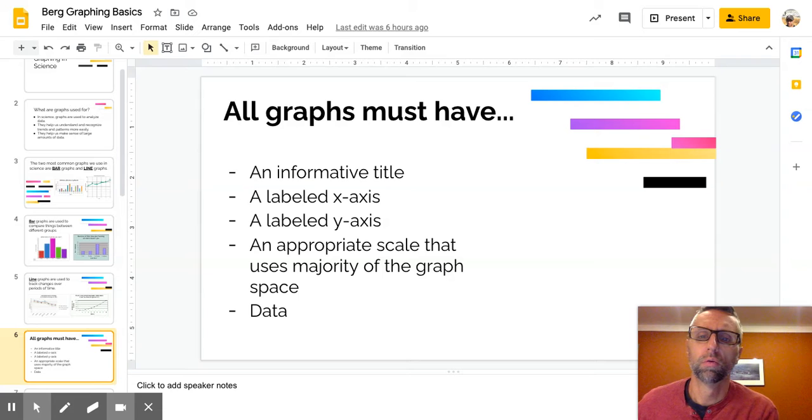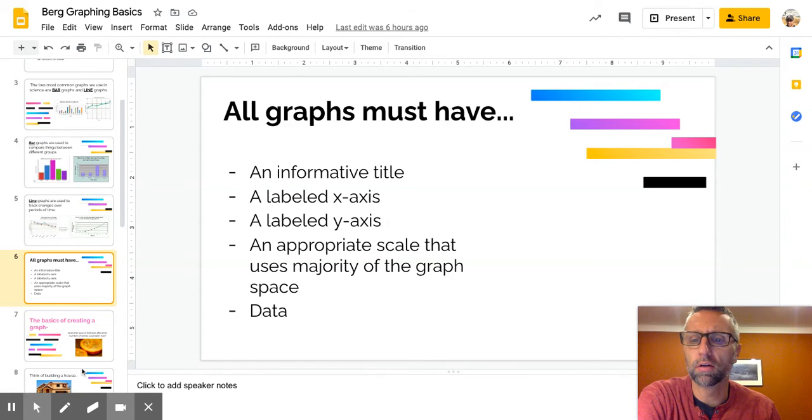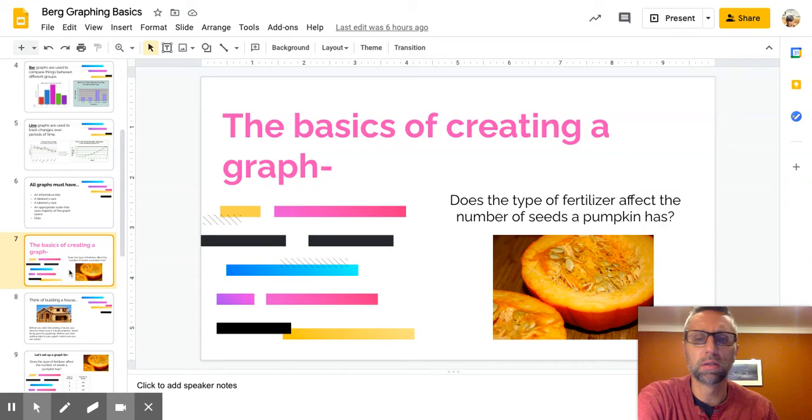So, what do our graphs need if we're going to have them be effective? Well, we need a title, we need to label the x-axis, we need to label the y-axis, we need a number scale that shows what the numbers mean, and of course we need to put our data on there. So we're going to make up a fake experiment, and take a data table and put this together in a graph. Our experiment is, does the type of fertilizer affect the number of seeds a pumpkin has?